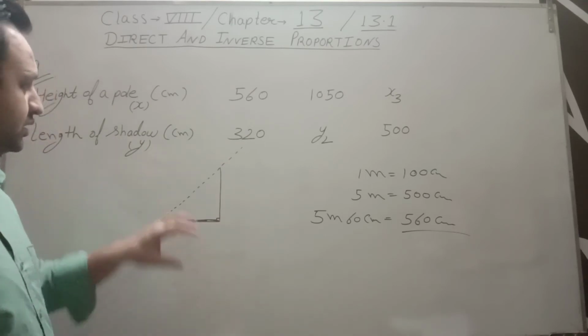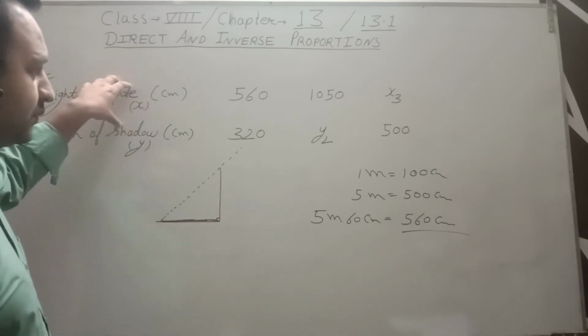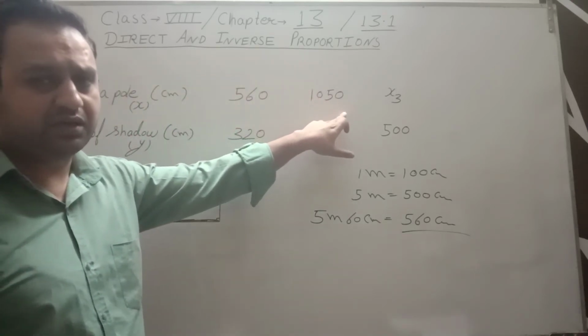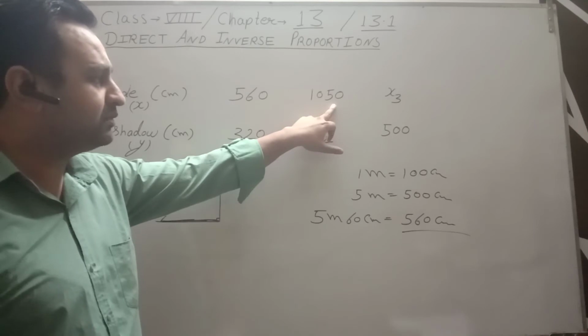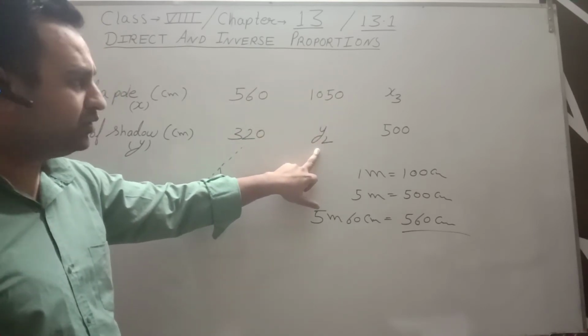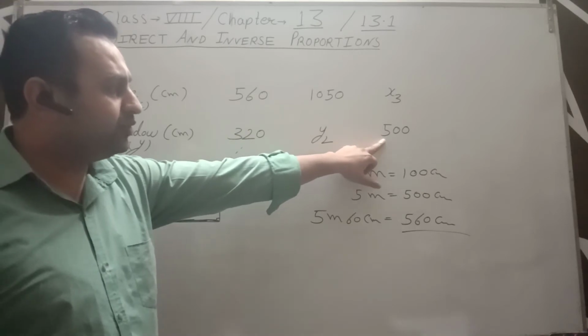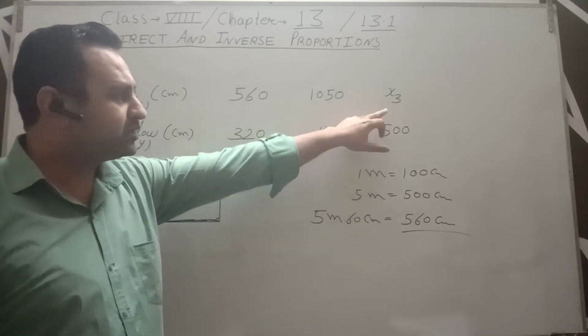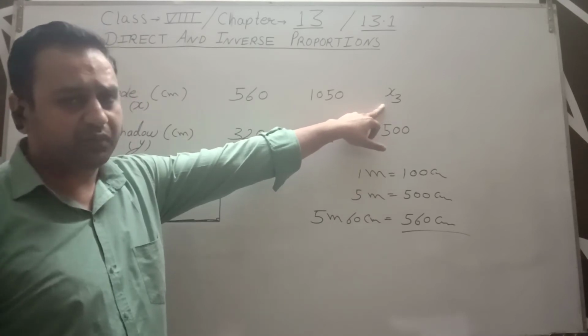And it is given that if we have a pole at the same time whose height is 10 meter 50 centimeter, it means 1050 centimeter, then we have to find out the length of the shadow. And if a pole's shadow length is 500 centimeter, that is 5 meter, then we have to find out the height of the pole.